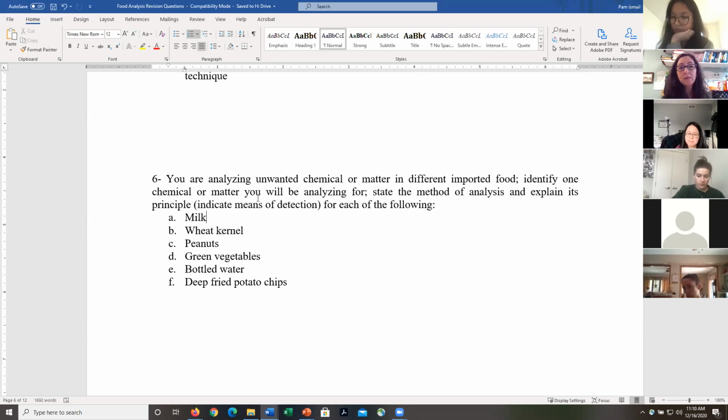For peanuts, you can say aflatoxin from mold growth or fungus growth. And they can be measured by immunoassay. You can explain the assay, or they can be measured by LCMS, and you explain that a little bit. Green vegetables or crop, any crop. Pesticides.